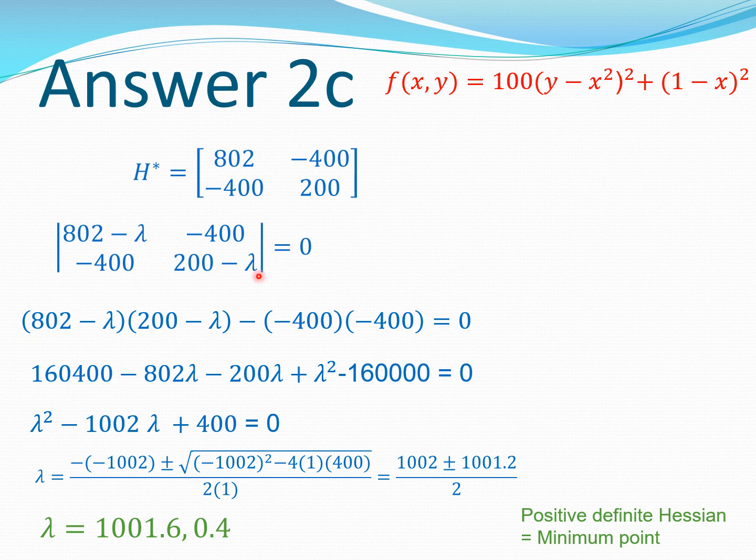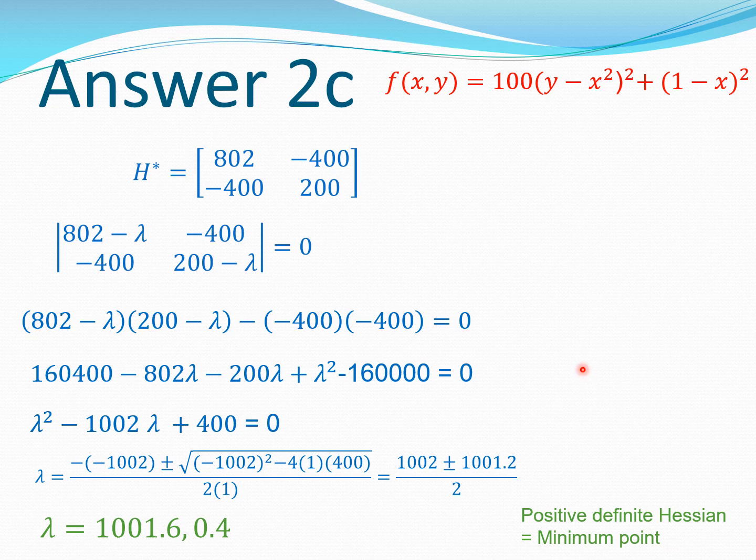To do that, we get this system here and expand it out. So (802 minus lambda) times (200 minus lambda) minus these two terms here. It's always good to write out all these terms in a proper manner so that you don't make any sign mistakes. You further simplify, you get this quadratic equation, you can solve it using the quadratic formula, and at the end we get this value of lambda. There are actually two eigenvalues here, of course, because it's a 2 by 2 system, and we see that both of them are positive, therefore it's a positive definite Hessian matrix, which means that this is a minimum point.